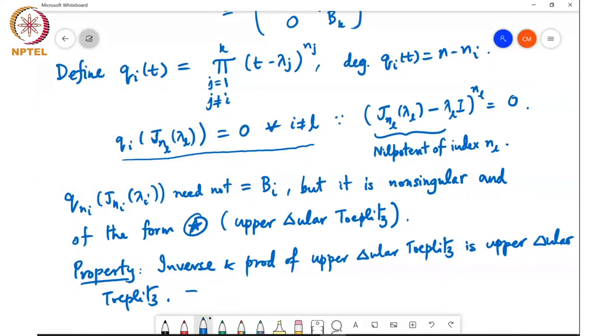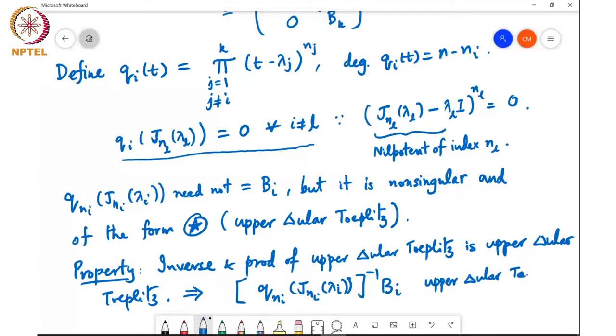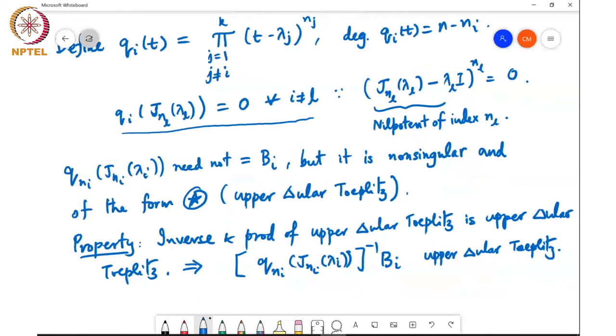Okay, so this implies that if I consider the matrix q_i(J_{n_i}(lambda_i)) inverse, and multiply this by b_i, b_i is also upper triangular and Toeplitz. So this is upper triangular and Toeplitz. So now I'm pretty close.